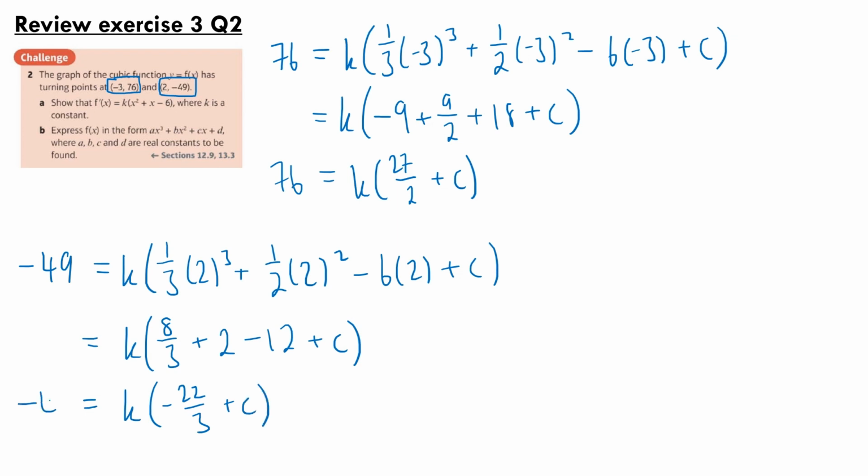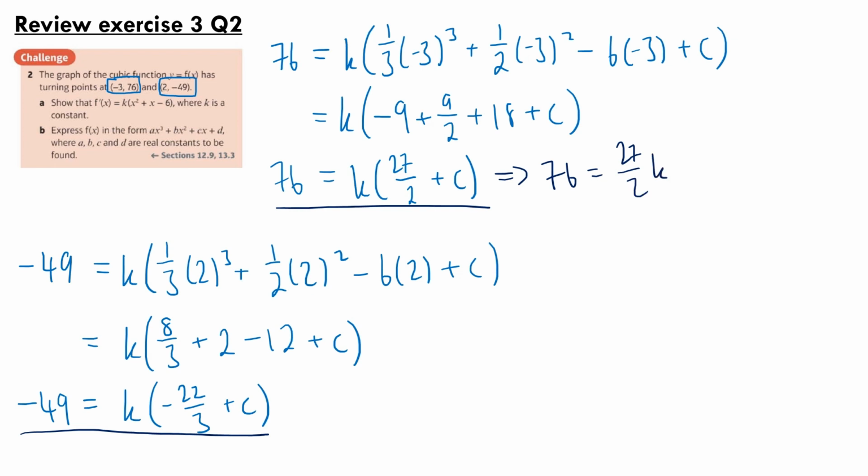Okay, and now if we take these two equations in terms of k and c, we can solve them simultaneously. And it might help if we expand the brackets first. So here we have 76 is equal to 27 halves lots of k plus k lots of c. And then down here we've got minus 49 is equal to minus 22 thirds lots of k plus k lots of c.